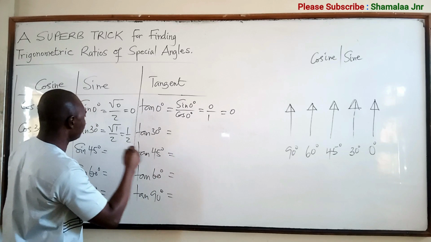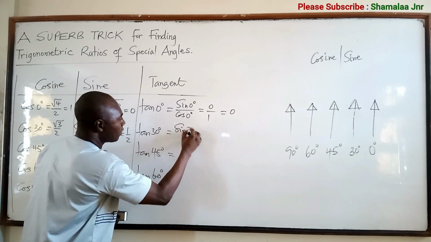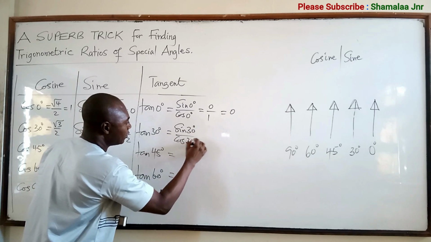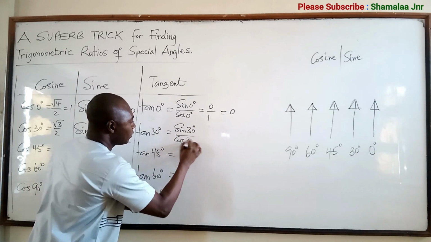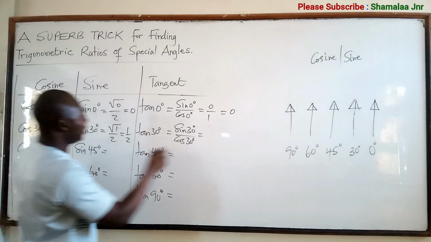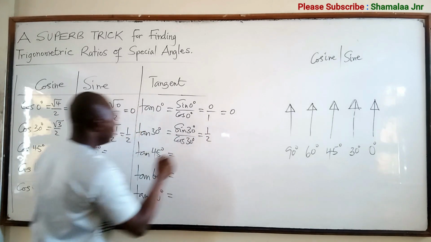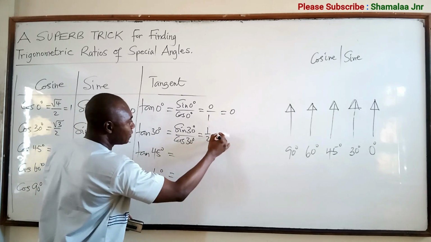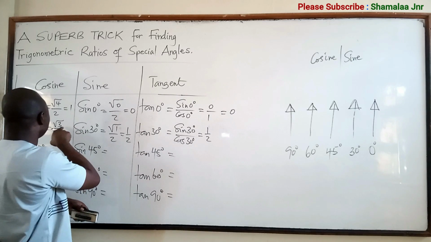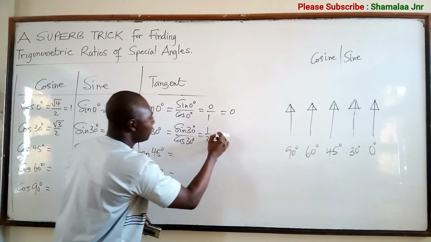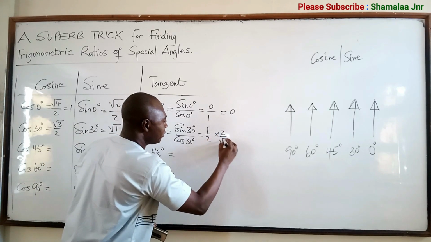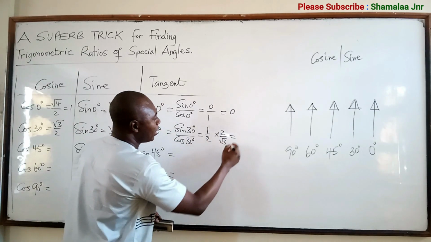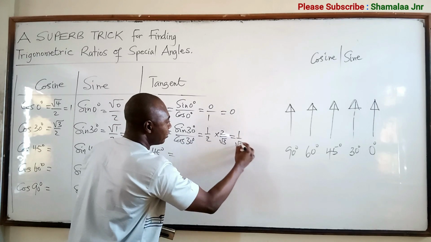Now, having obtained sine 30 and cos 30, we can find tan 30. So tan 30 will straight away be sine 30 over cos 30 degrees. Now sine 30 is 1 over 2, divided by cos 30, which is square root of 3 over 2. The same as times 2 over root 3. Are you seeing it? And these two cancel these two, so we are going to get 1 over root 3.